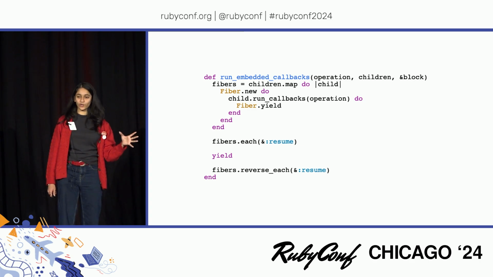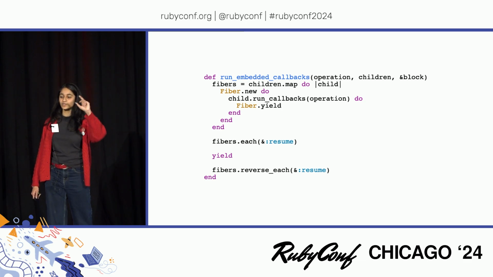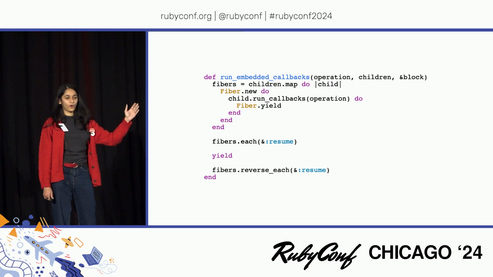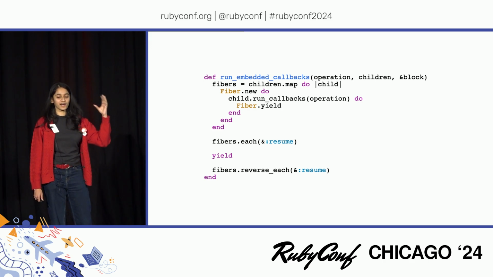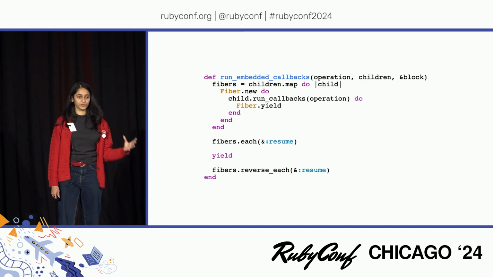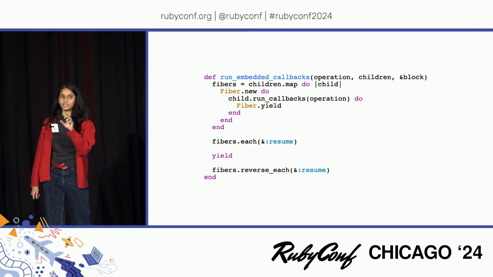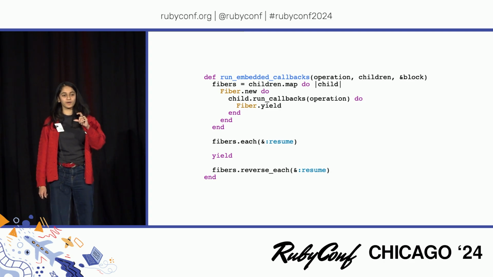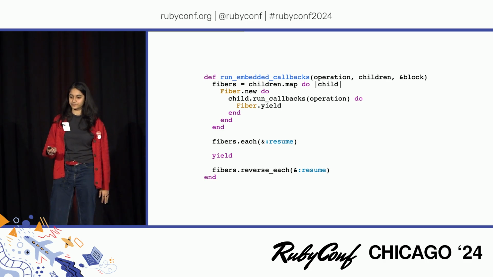So for the first child document, the run callbacks would run the before callbacks and the first part of the around callbacks, do that for all the children in the list, then yield to the code block passed into run embedded callbacks, and then do the same thing in reverse. So it would, for the last child, execute the second half of its around callbacks and the after callbacks, all the way up to the first child.